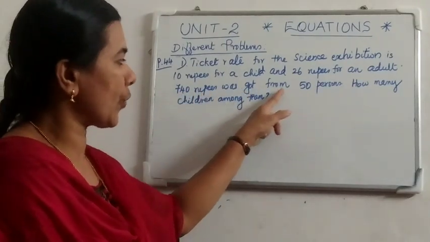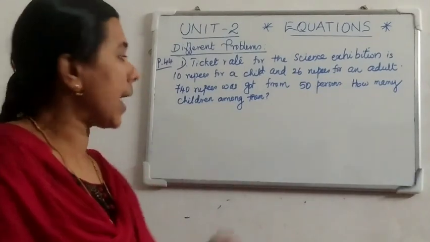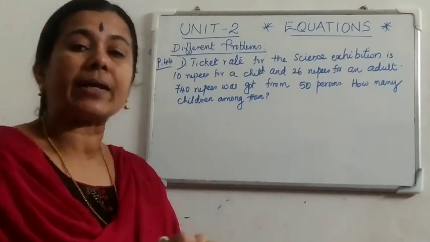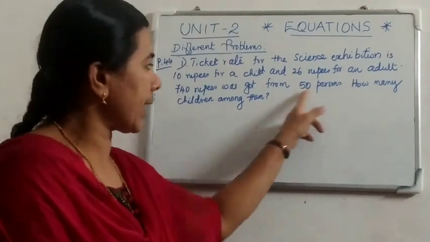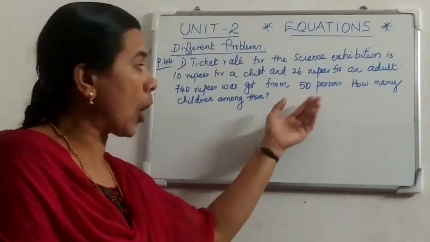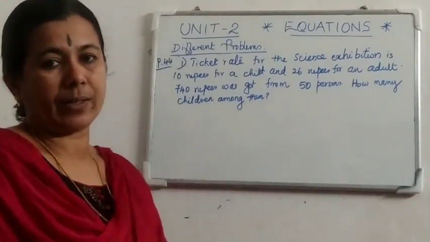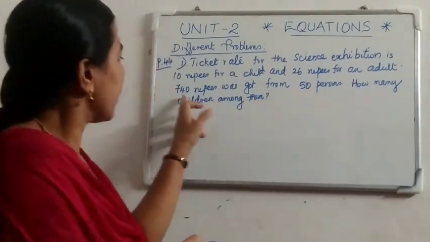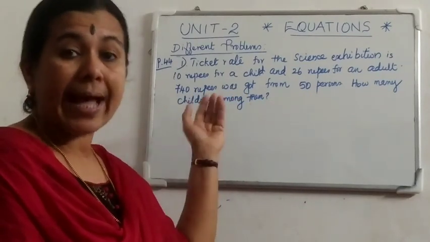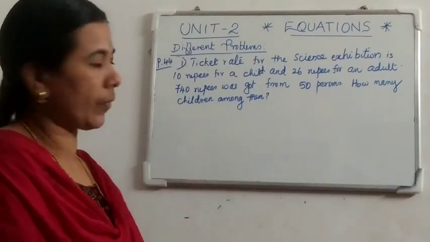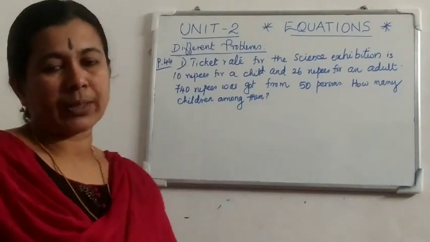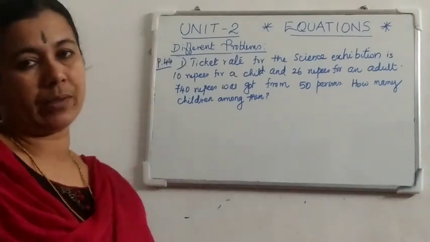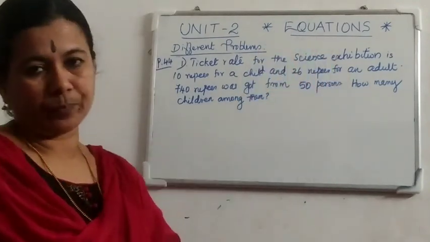740 rupees was got from 50 persons. There comes 50 persons. These 50 persons means including children and adults. That is the total 50. How many children came? How many adults came? We don't know. We want to find that. Totally 50 persons came. And out of this 50 persons, 740 rupees was got as ticket charge. How many children among them? We want to find the number of children to see science exhibition.